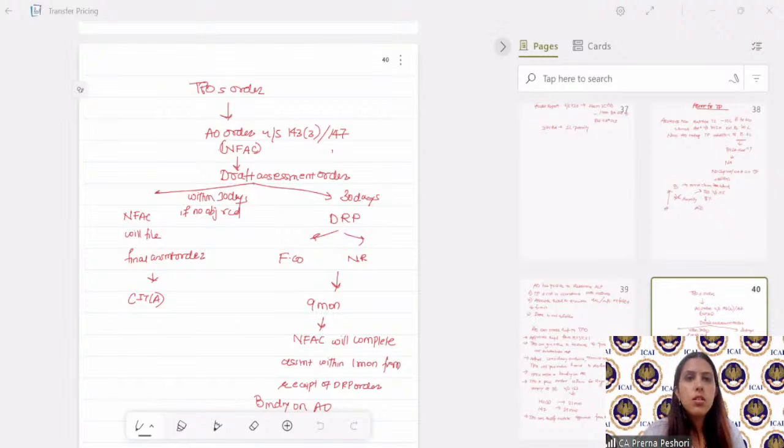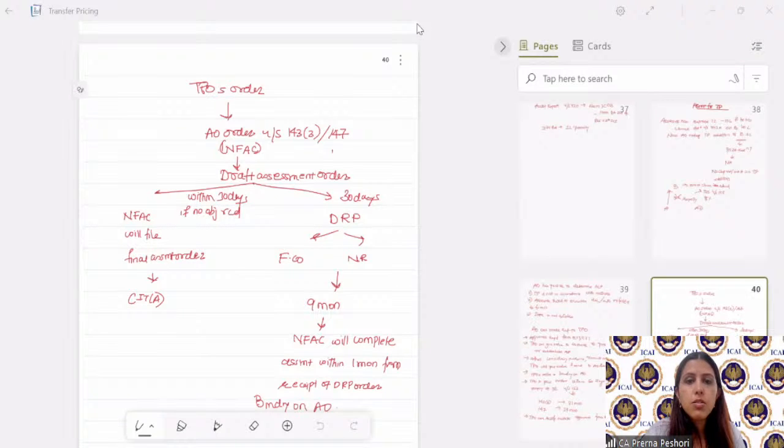Good evening, students. Today we are going to start the new topic, but before that, we will discuss a few transfer pricing topics which were remaining. That's what we are going to cover now. Before we start the new topic, what we are going to discuss today is tax planning, tax avoidance, tax evasion, all of that we are going to cover in today's class.